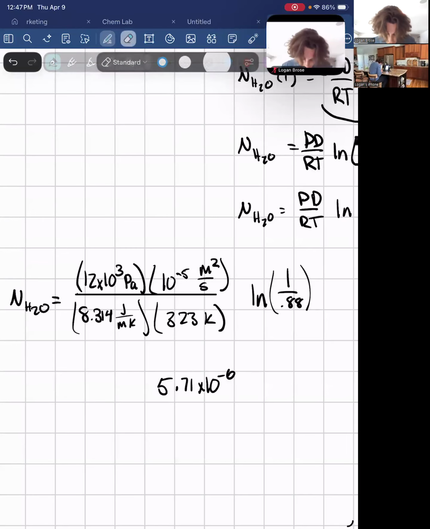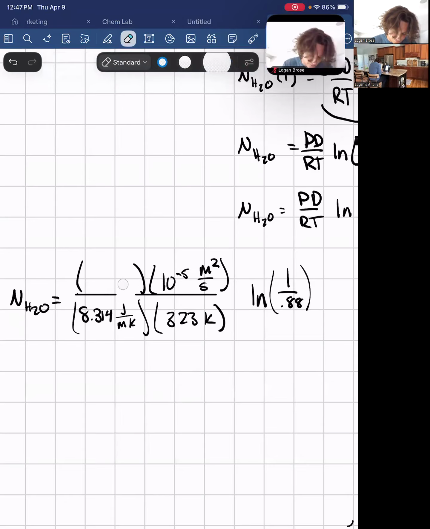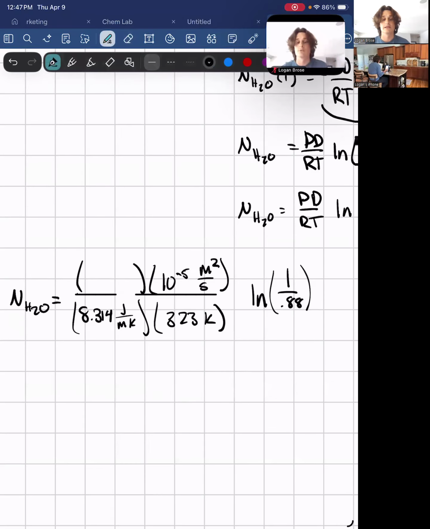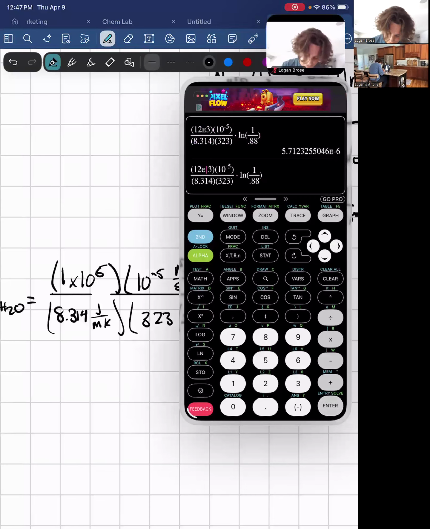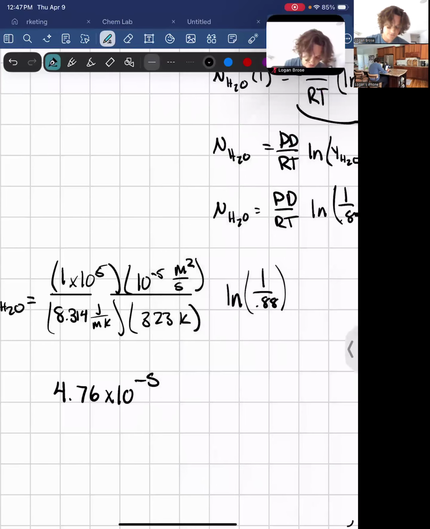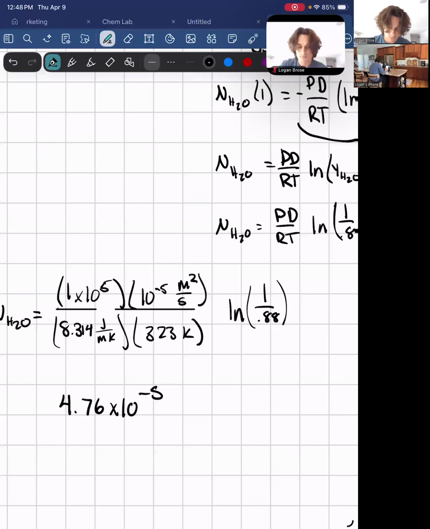And this is actually the wrong value, because when we're looking at the overall pressure, right, we don't want to use the partial pressure anymore. We're looking at the overall pressure. So it is 1 times 10 to the fifth. And so we can redo this with 1 times 10 to the fifth, and we get 4.76 times 10 to the negative fifth, right? And what will our units be? Well, when we work all this out, it will be moles per meter square second.